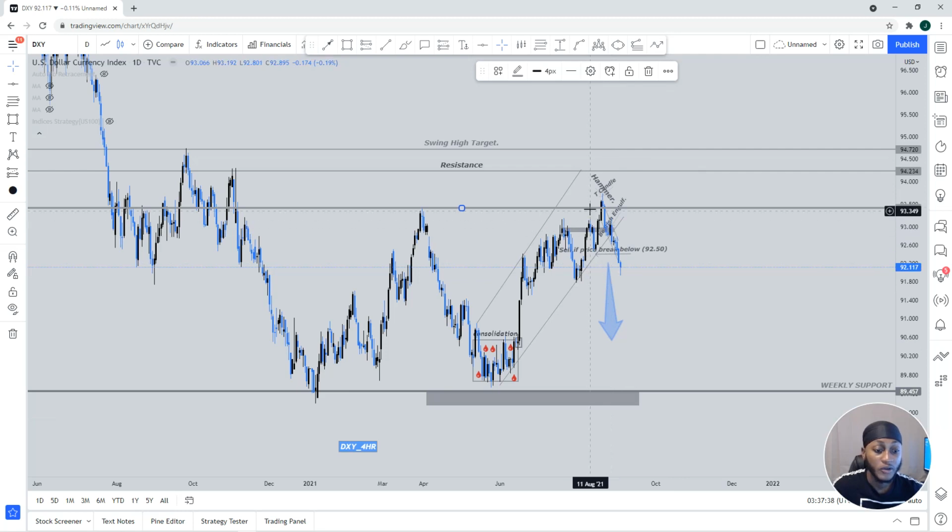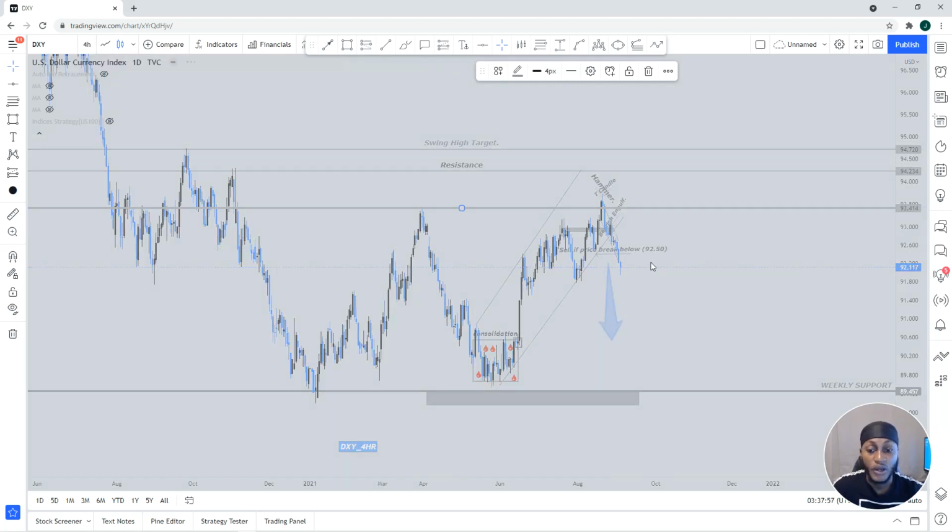So what I'm actually looking for is price to possibly reach back down into that support of 89.45, possibly around 90.50, but it's all left to see what's going to actually happen here on the dollar index. So let me move back to my 4-hourly trend line here.